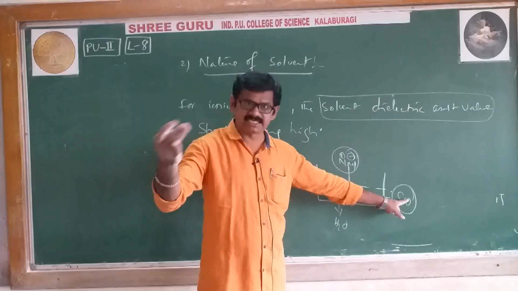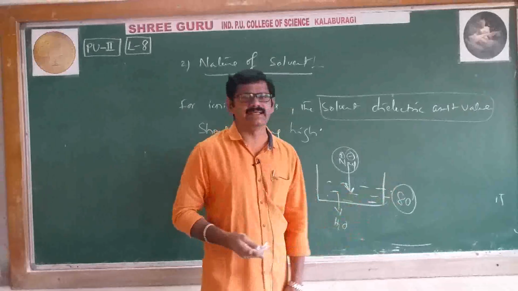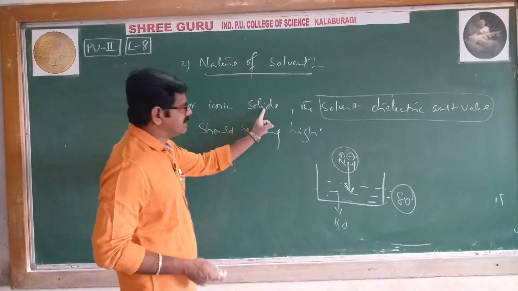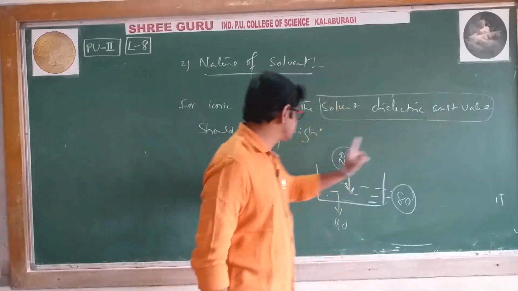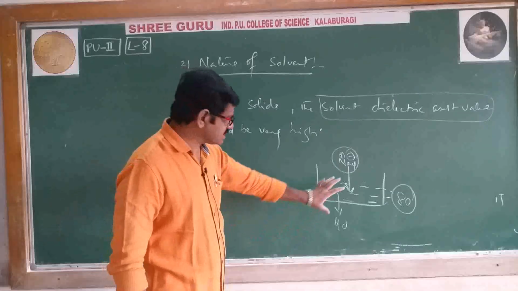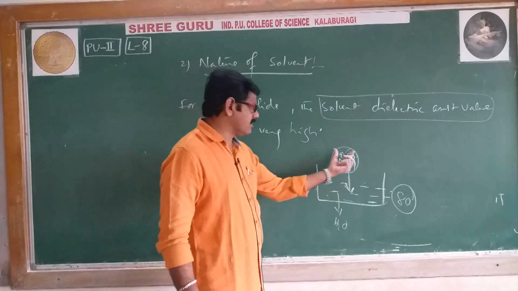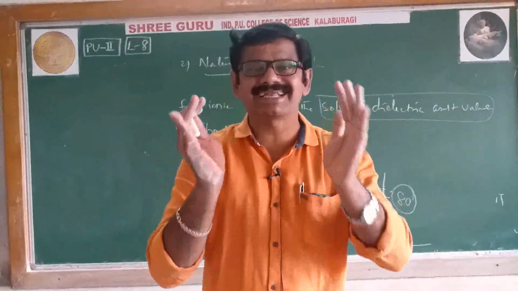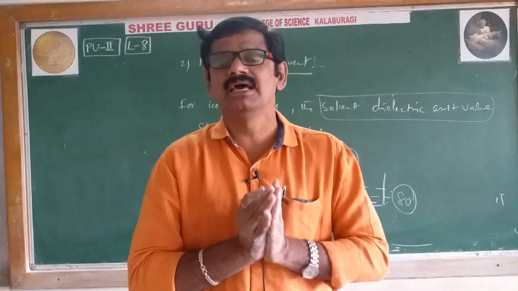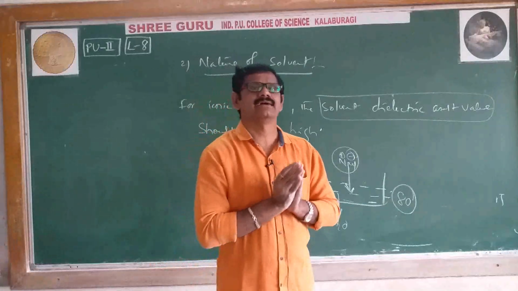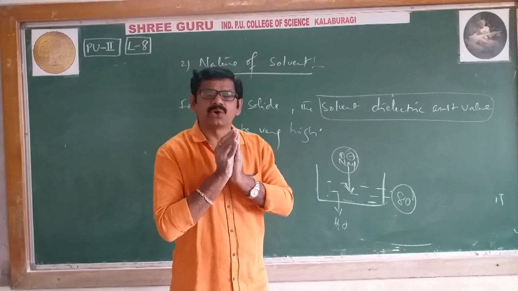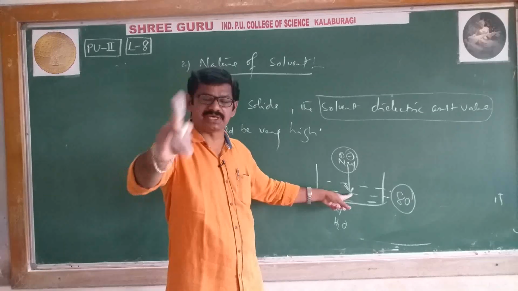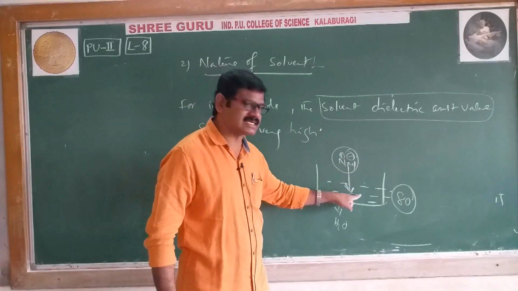Water's dielectric constant is high, that is 80. So for ionic solids, the solvent's dielectric constant should be very high. The best example is water only. When an ionic solid is placed in water, water immediately reduces attraction forces by 80 times. Because of that reason, ionic solids are more soluble in water. That's why solvent nature is also important to dissolve an ionic solid.